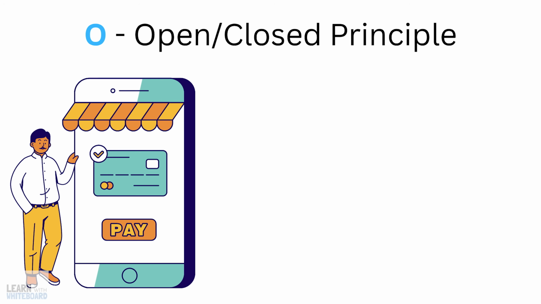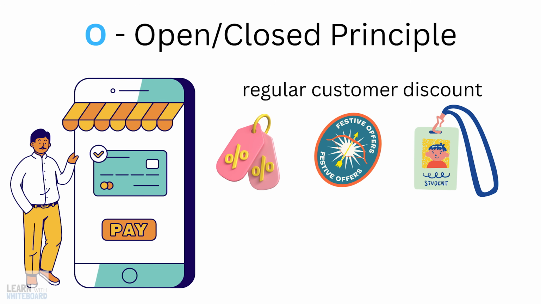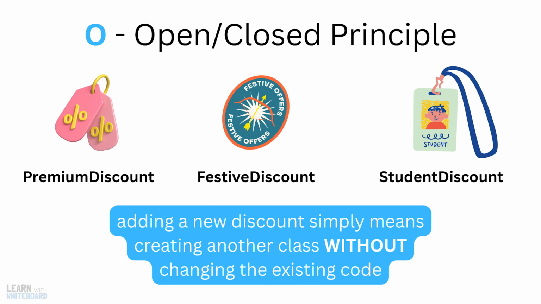Initially, it supports only a regular customer discount. Later, the company introduces premium customers, festive discounts, and student discounts. If you keep modifying the same discount class every time a new discount type is introduced, you increase the risk of introducing bugs. Instead, create different discount classes like festive discount, premium discount, and student discount, all following the same interface. Now adding a new discount simply means creating another class without changing the existing code. The old code remains stable while the system continues to grow.